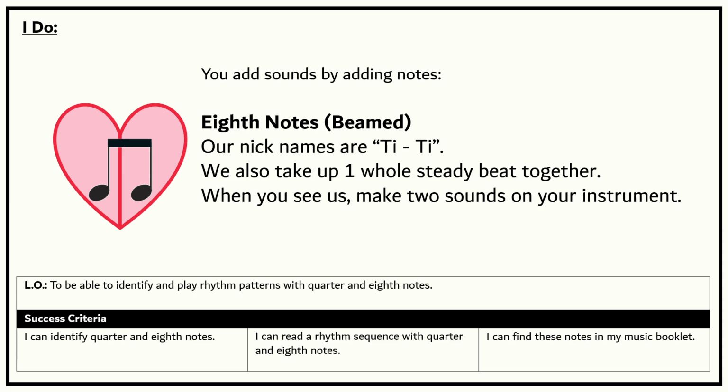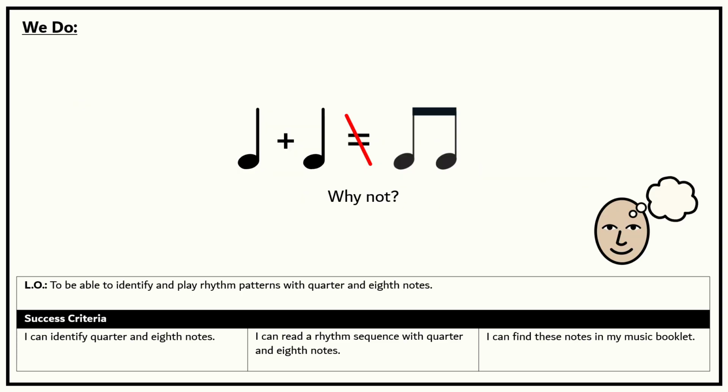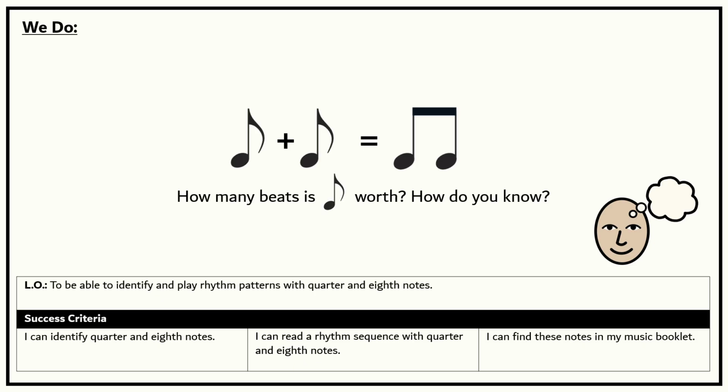Now, it's really important to understand that ti-ti is not 2 tas put together, because ti-ti actually looks like this when they're separated. These are 2 eighth notes separated, and they have something called a flag at the end of it to show that these are eighth notes. This single eighth note takes up half a beat, and if you see one by itself, you say ti and make one short sound on your instrument or your voice.